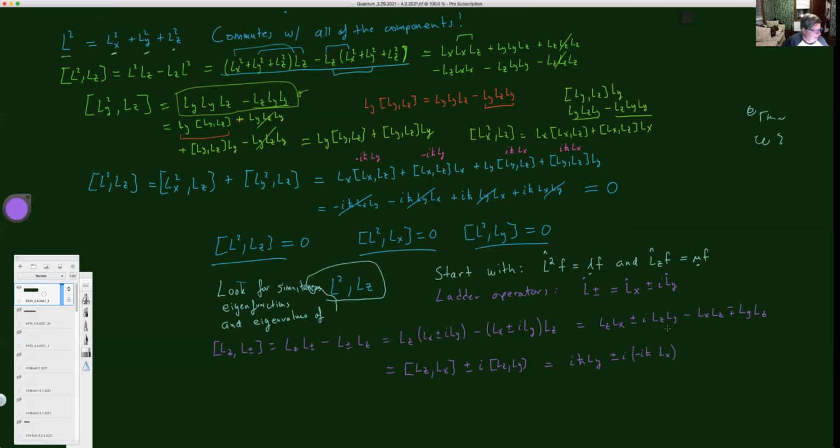Let me double check that while I'm waiting for the power to go out. Let me double check all my commutators here. Okay, take a little break. Oh, shoot, that's the wrong lecture.